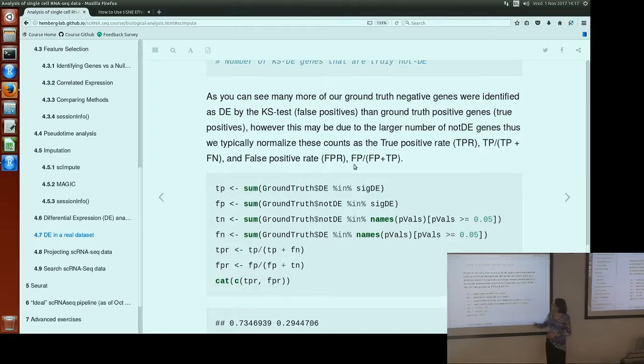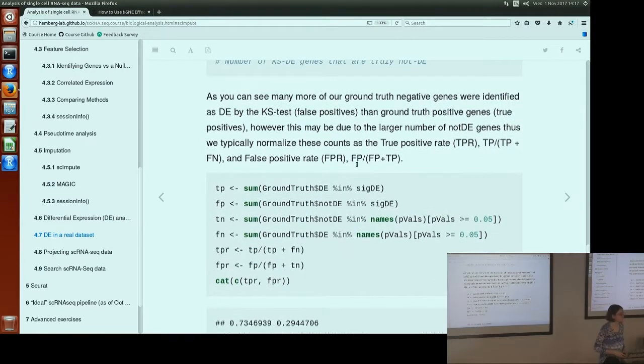And the false positive rate. So this is the proportion of genes that we identified as differentially expressed with our test that are incorrect, that are actually not differentially expressed. So that's we've got the false positives divided by the total false positives plus the true positives.